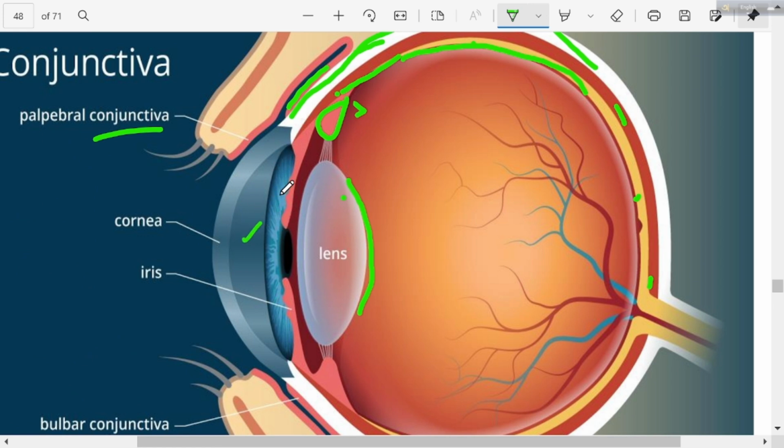One is this chamber, which you can see here, called the anterior chamber. And here you can see another chamber, just in front of the lens and just behind the iris. This chamber is called the posterior chamber. Both the anterior chamber and posterior chamber contain the aqueous humor, and here you can see a large cavity, called the vitreous chamber, which contains the vitreous humor.